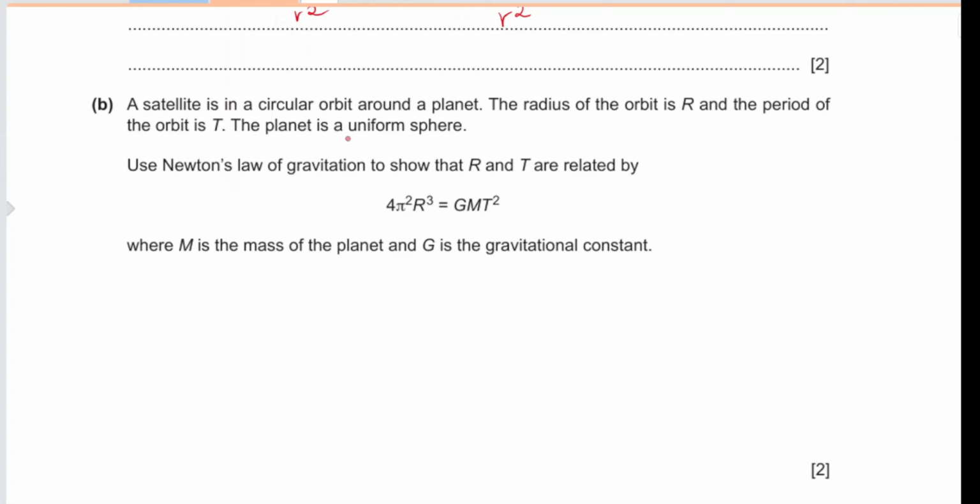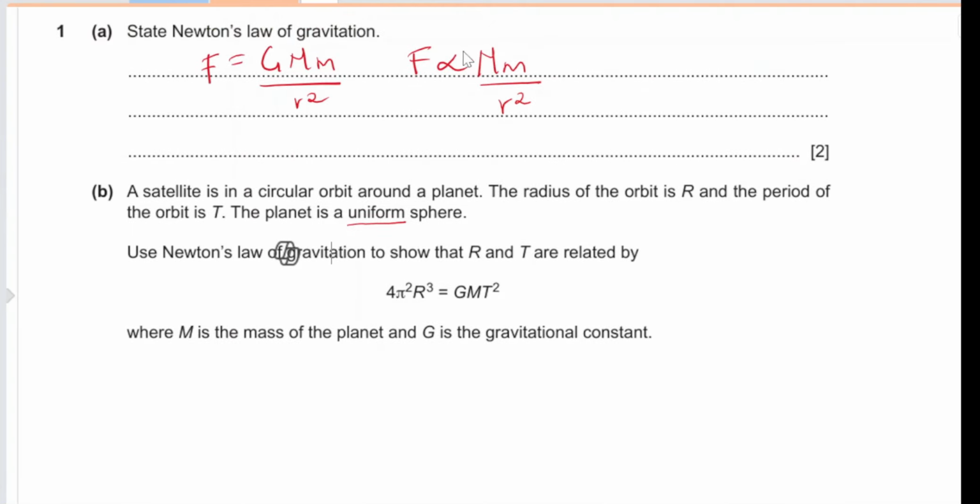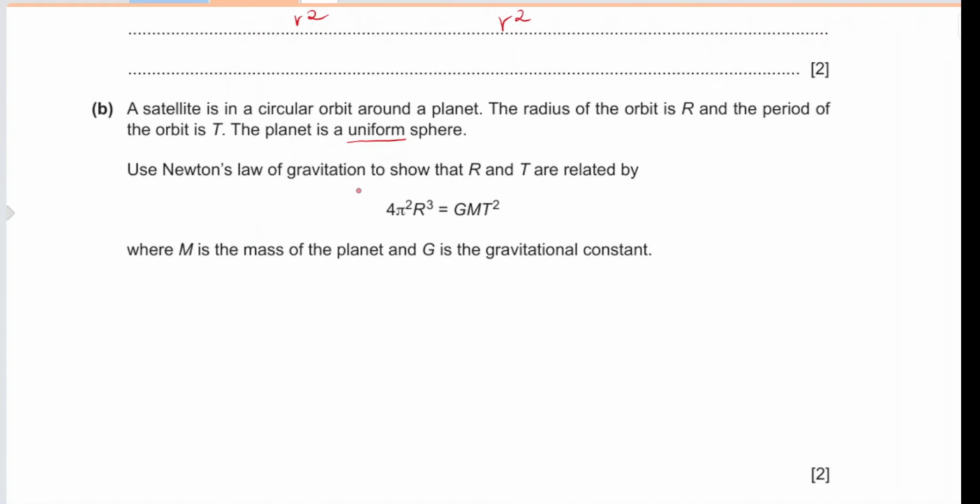And the reason why they say uniform sphere, if you remember, is that because we can apply this formula to it, right? Because this only works for uniform bodies. That's why they are called point masses, right? Because we assume the whole object is uniform. Use Newton's law of gravitation to show that r and T are related by this equation, whereby M is the mass and G is the gravitational constant.